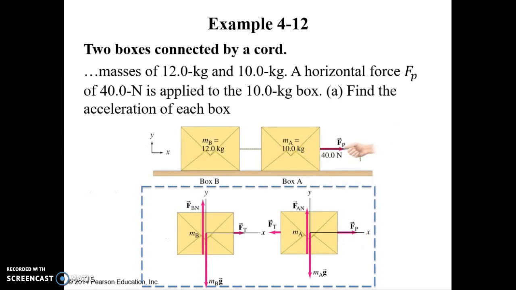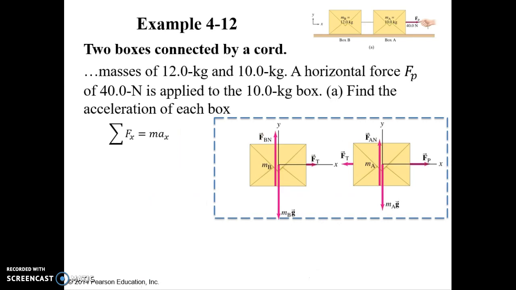Step 1. We want to draw our free body diagram of the force vectors on the object. Notice that the tension, Ft, is equal in magnitude but pointing in opposite direction. For part A, we want to find the acceleration of each box. Well, really, we're finding the acceleration of the whole system because both boxes are moving together at the same acceleration. So I went ahead and drew a dashed box around the whole system.